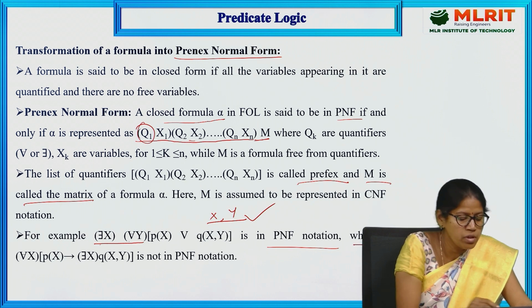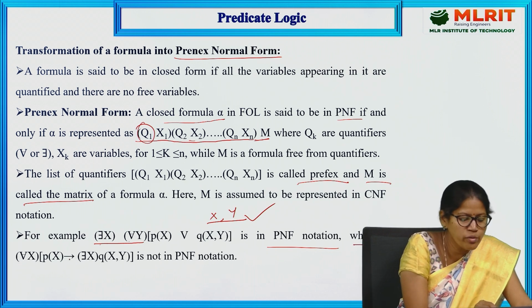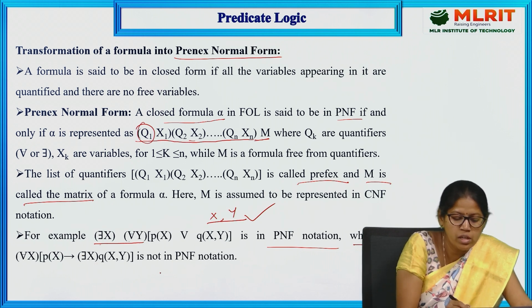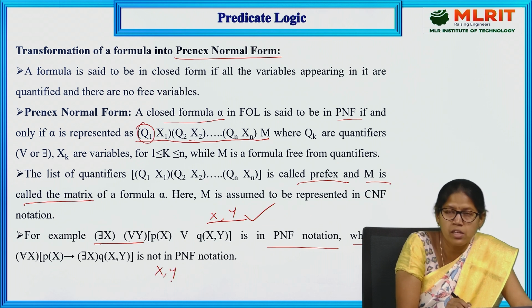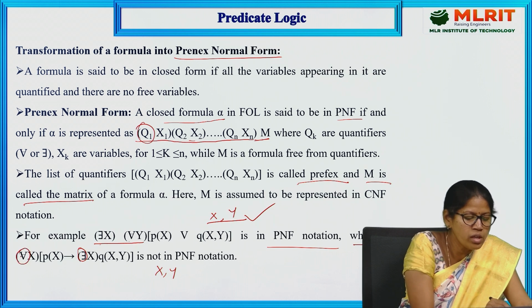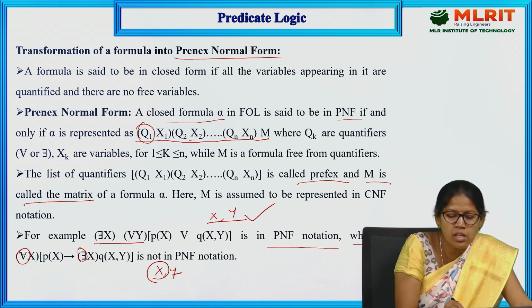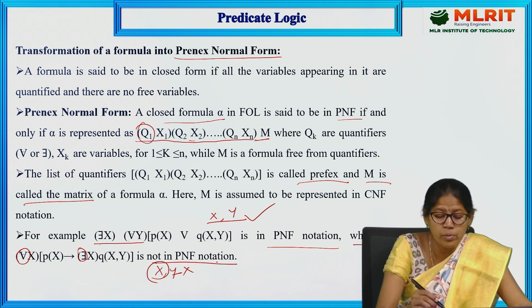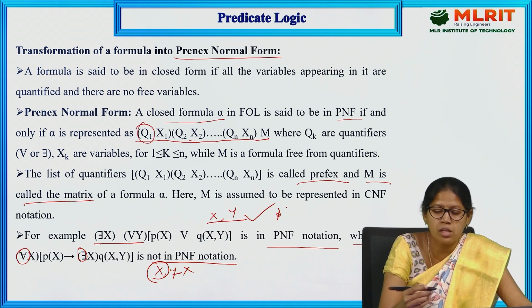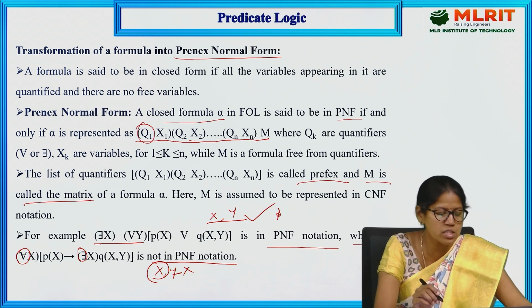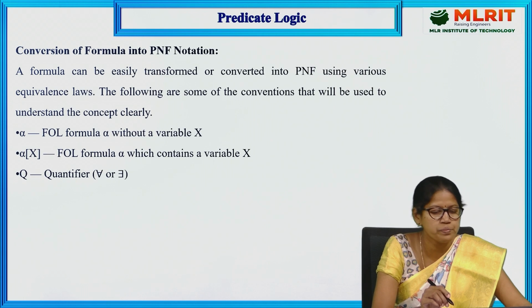The next example: for all X, P of X implies there exists X, Q of X comma Y. So here how many variables? Two variables are there, X comma Y. But the quantifiers are applied only on the X, not on the Y. So it is not in the form of PNF. For each and every variable, quantification is required. Then only that formula is in the form of PNF. Otherwise, it is not in the PNF notation.